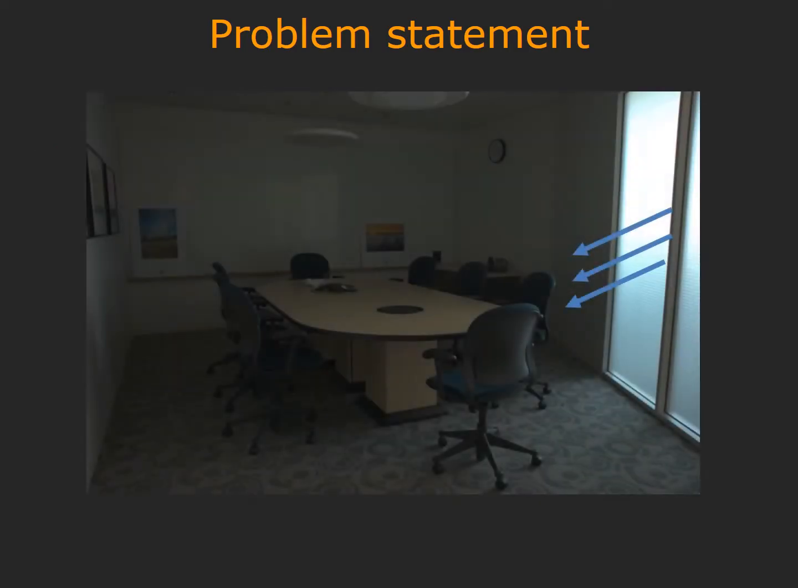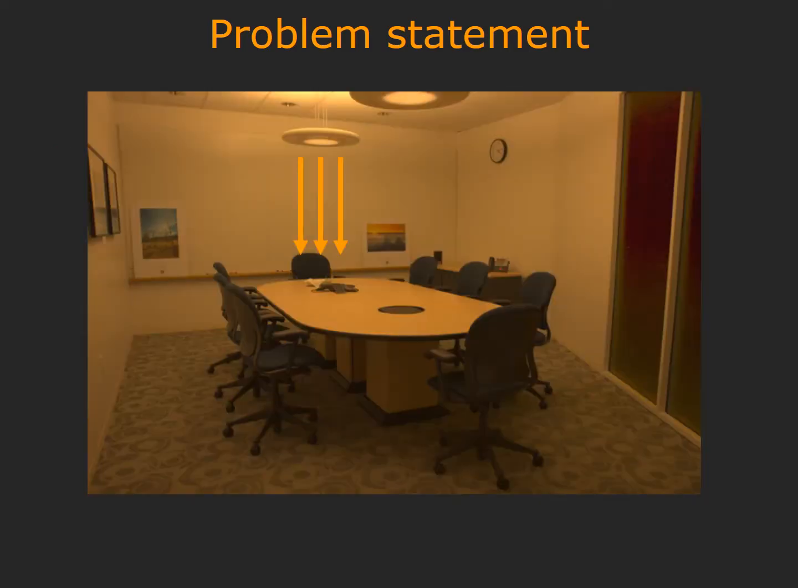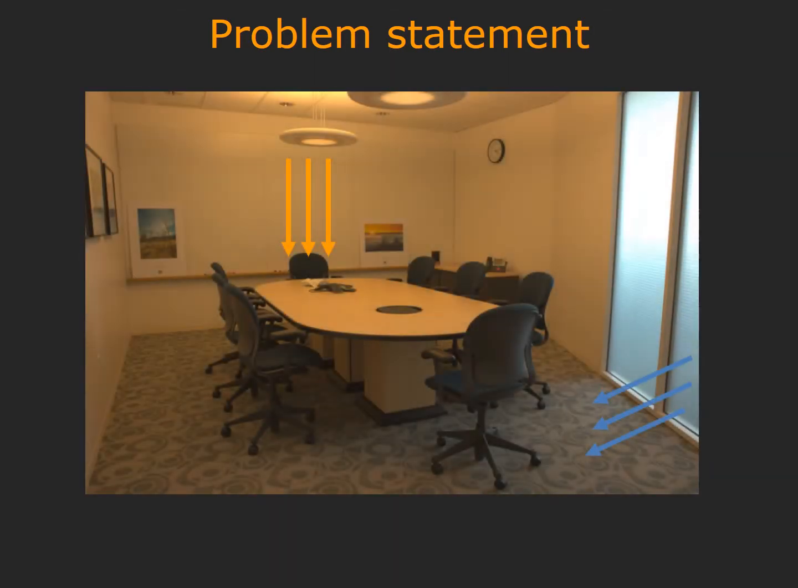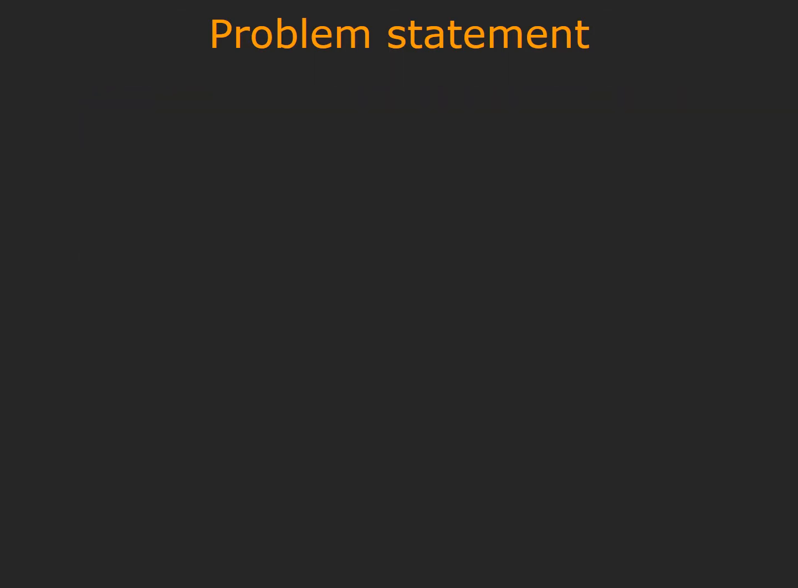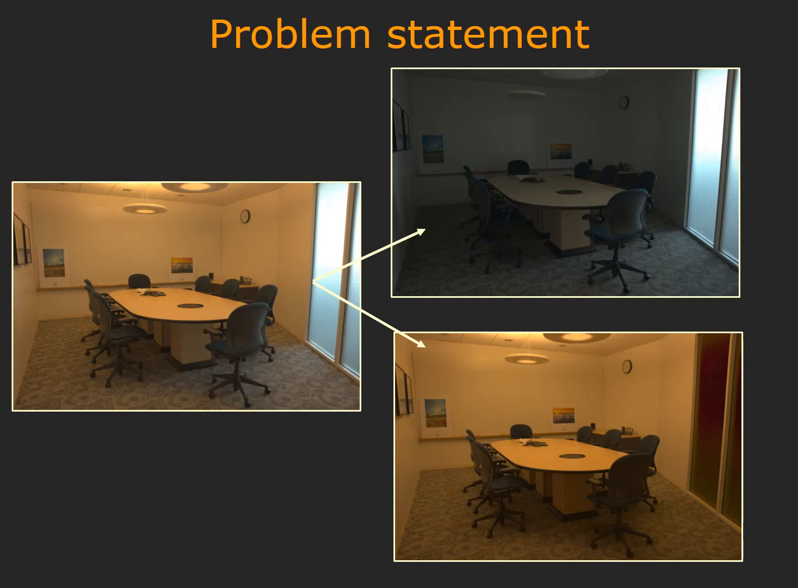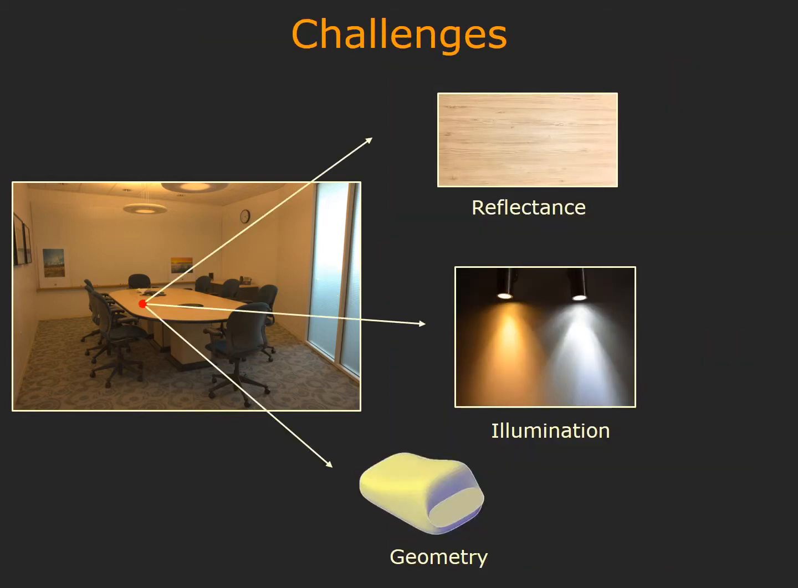For a scene illuminated by two lights, the captured image is the linear sum of each single image under a single light source. In this paper, we aim to invert the process by separating the observed image into two images, each only illuminated by a single light source. However, this is a very challenging problem. The image intensity observed is a complex function of reflectance, illumination, and geometry, making the problem highly ill-posed.